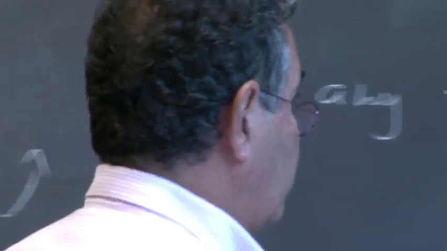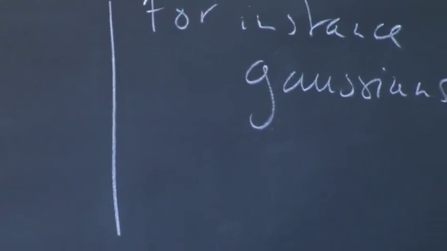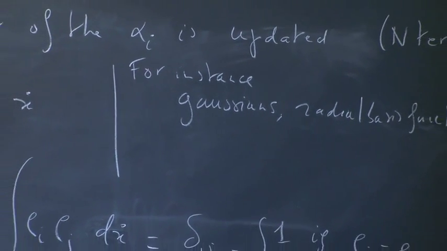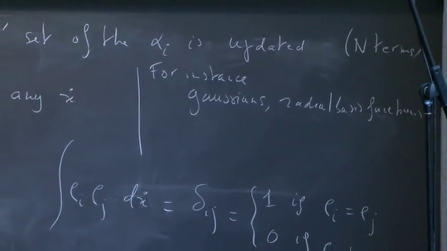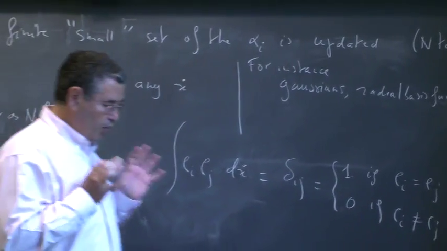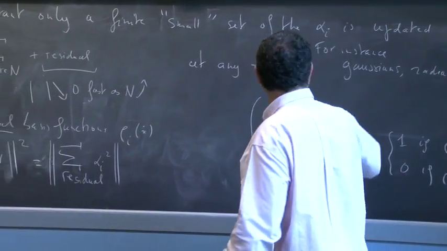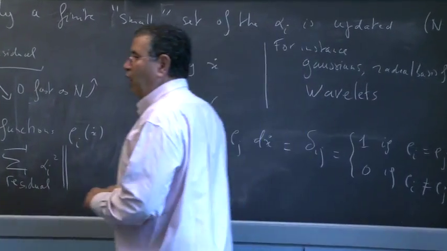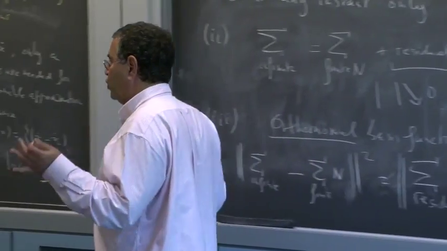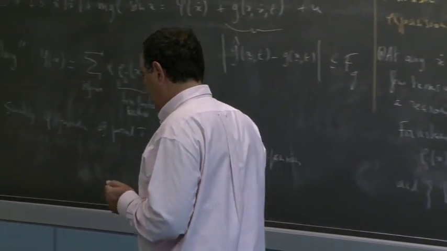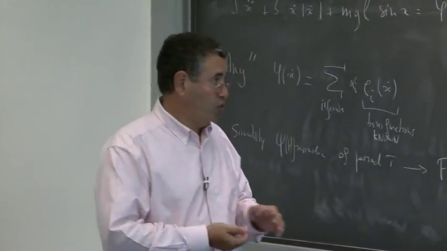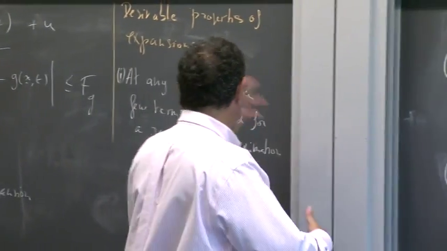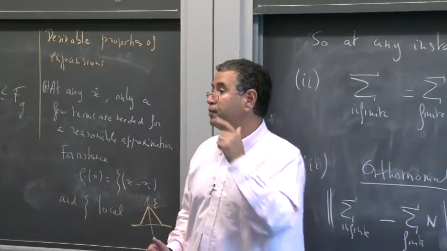So, for instance, Gaussians. There's a whole beautiful theory developed in the last 20 years of basis functions which are local in both space and frequency, that's wavelets. And those of you who look at courses on wavelets will find out that you really build numerical algorithms to obtain these kinds of properties.